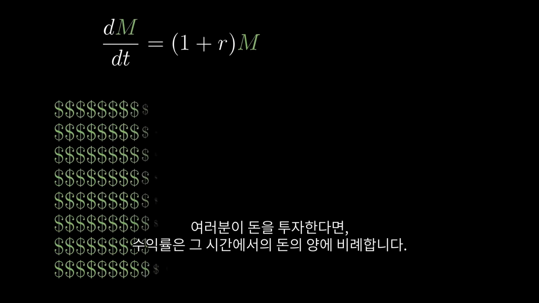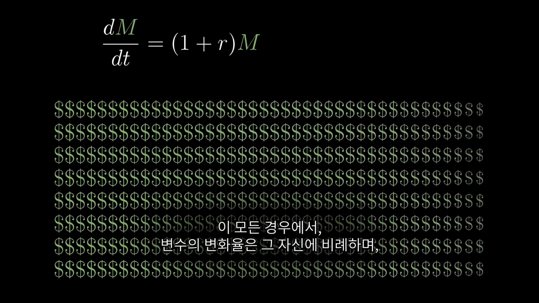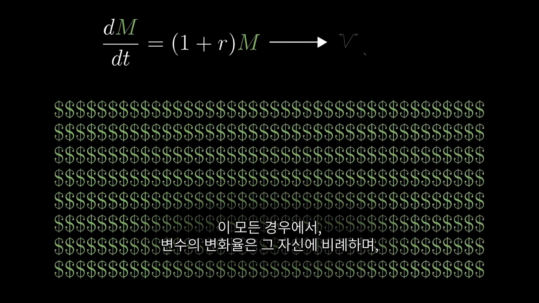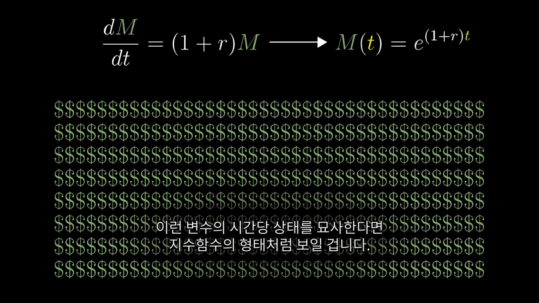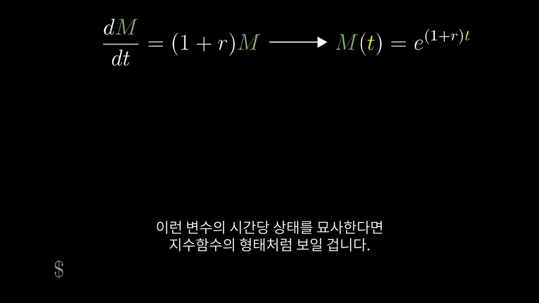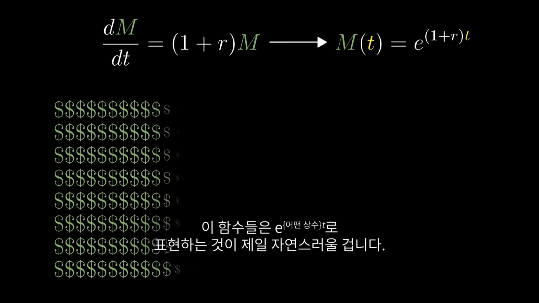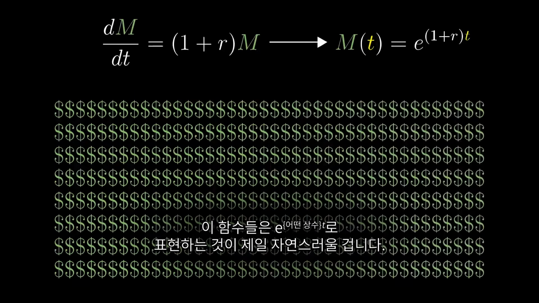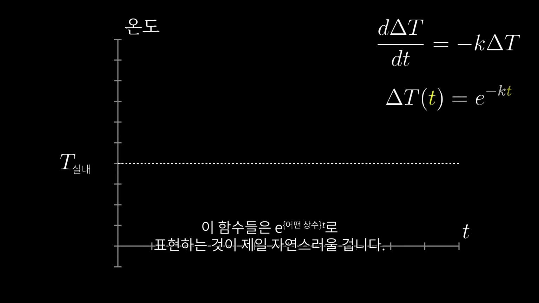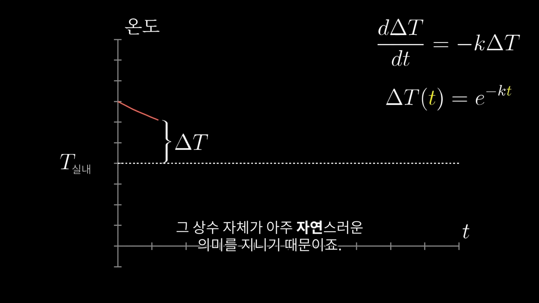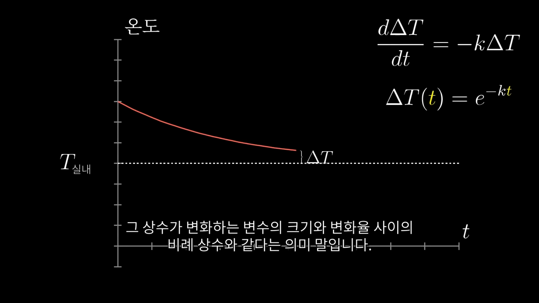In all of these cases, where some variable's rate of change is proportional to itself, the function describing that variable over time is going to look like some kind of exponential. And even though there are lots of ways to write any exponential function, it's very natural to choose to express these functions as e to the power of some constant times t, since that constant carries a very natural meaning. It's the same as the proportionality constant between the size of the changing variable and the rate of change.